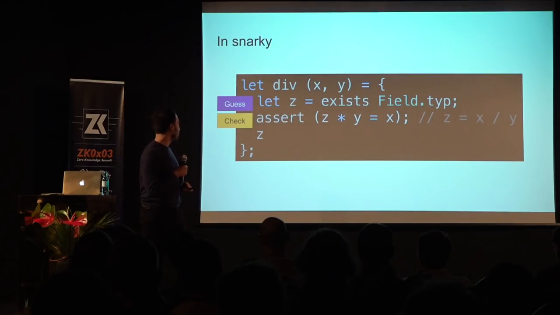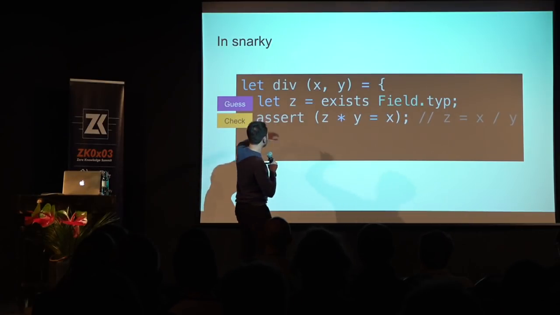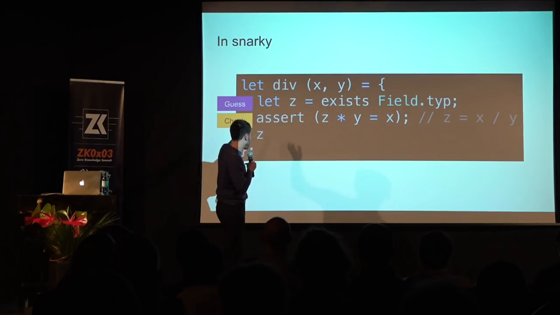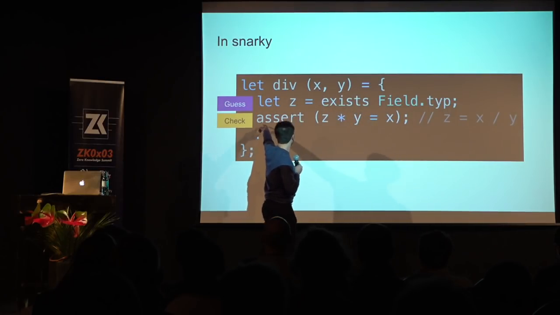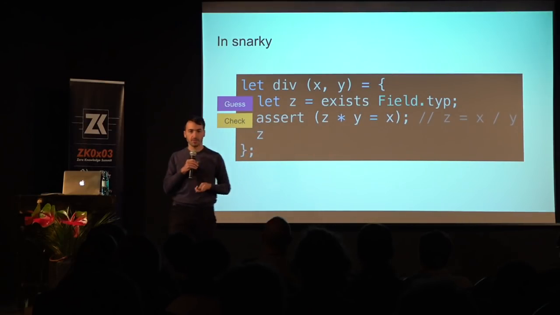Okay. So, just to show you what this looks like in code, as I said, you have a magic exists function, and this is just how you write it. So you say, okay, guess z, so let z be guess, and then assert that z times y equals x, and then return z. Okay? So it's kind of what I said.